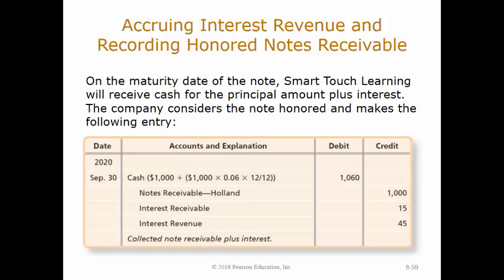How much interest revenue does Smart Touch Learning earn in 2020, January 1 through September 30th? Smart Touch Learning earns 9 months of interest, which is $45. On the maturity date of the note, Smart Touch Learning will receive cash for the principal amount plus interest. The company considers the note honored and records the journal entry.